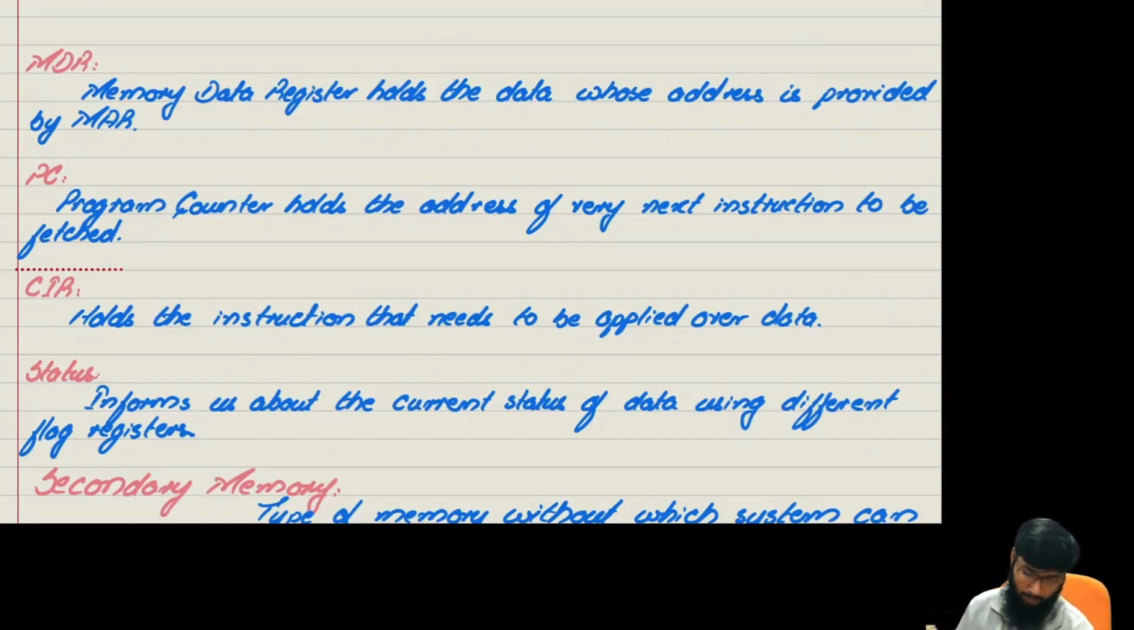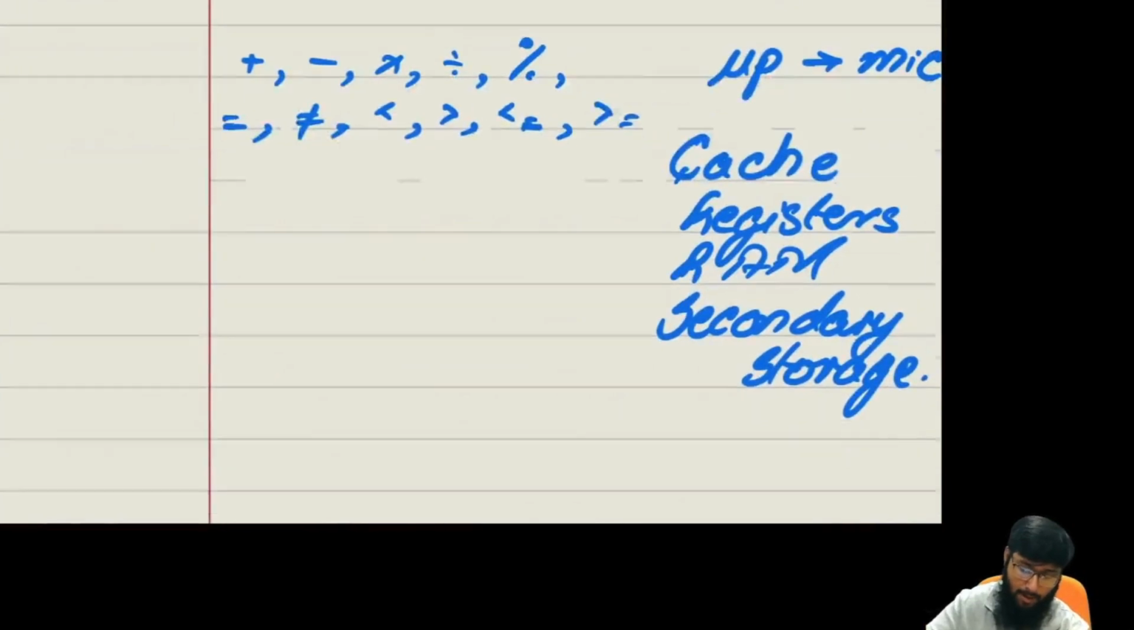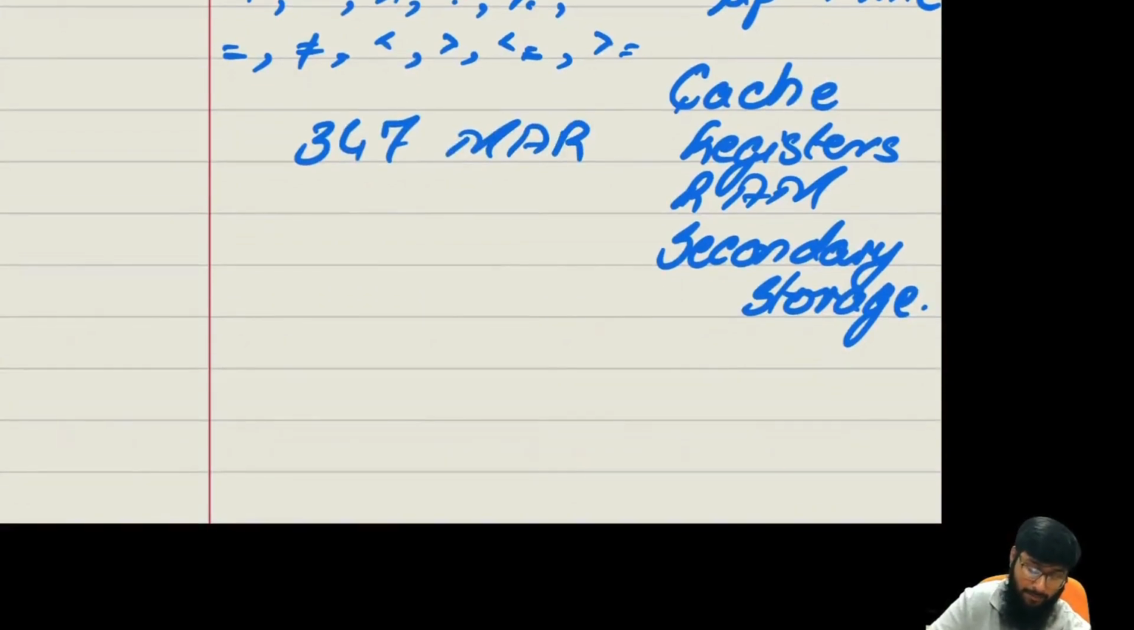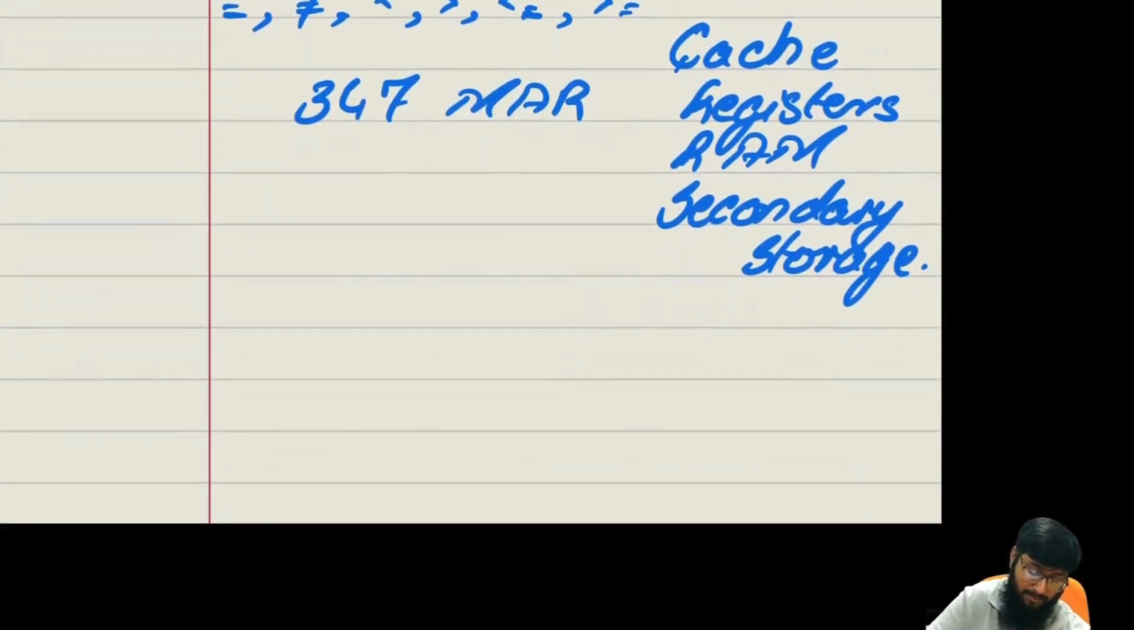Then comes the program counter. Now the program counter is actually holding an address. Okay, MAR was holding the address as well, so you are saying that the program counter is holding the address as well? Yes, both of them are holding an address, but there is a minor difference. For example, right now we are working on segment number 347, that is in MAR. Okay, now just after that, for example, we need to work on 359, that's an address once again.